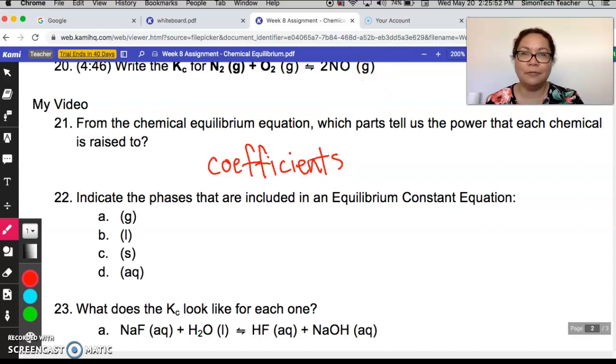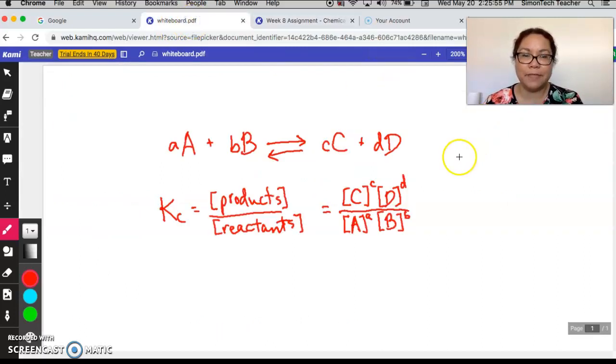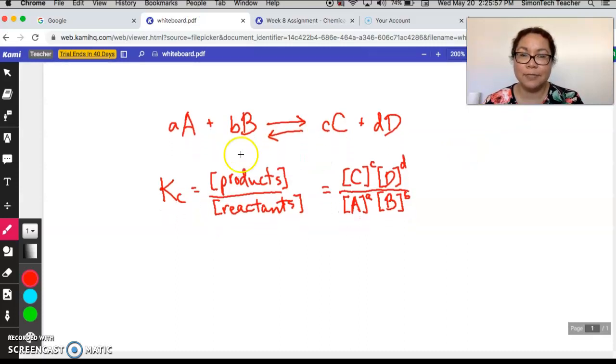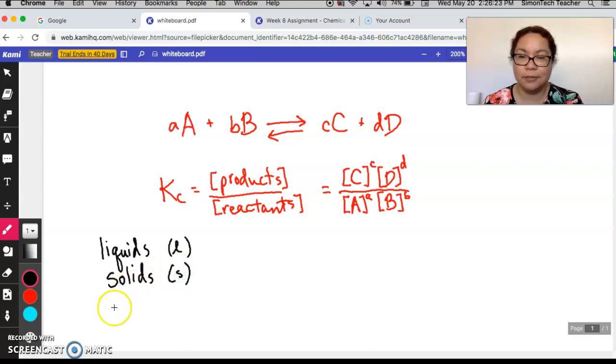Now with this equation here, it doesn't really tell you what phases these chemicals are in. Let me put this in a different color. We don't know if they are liquids, pure liquids, parentheses L. We don't know if these are solids, pure solids, or if they're not pure, they are in solution, aqueous.